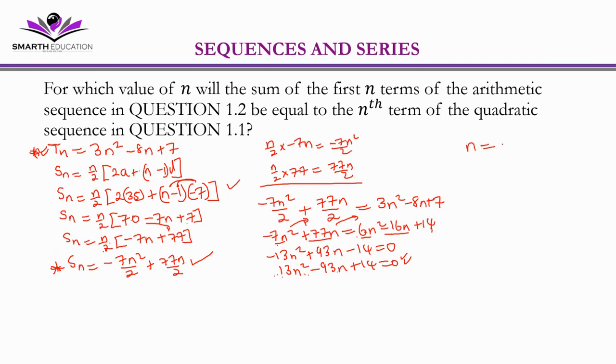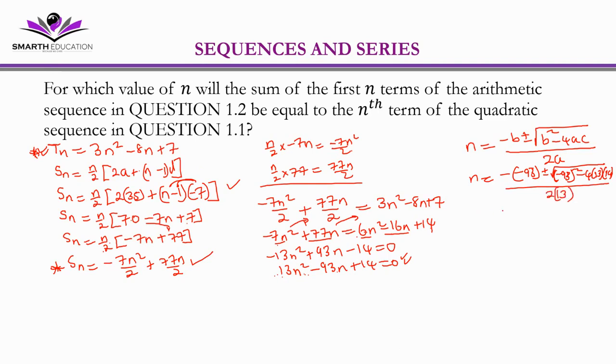So now from here we can use our quadratic formula. So remember, n is equal to negative b plus or minus the square root of b squared minus 4ac, all over 2a. And then we substitute: n is equal to, our b is negative 93, so it's minus negative 93 plus or minus the square root of negative 93 squared minus 4, our a is 13, and our c is 14, all over 2 times 13. And when you use a calculator, you're going to get that n is equal to 7, or n is equal to 2 over 13, which is not applicable because n should be a positive integer. n is the number of terms, so it cannot be negative, cannot be a decimal.